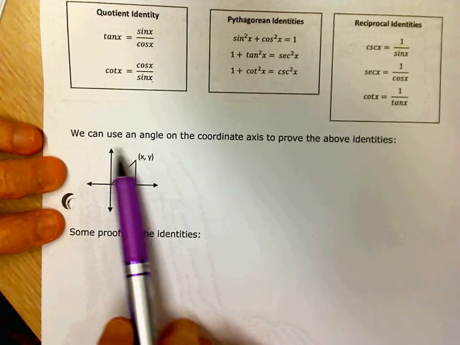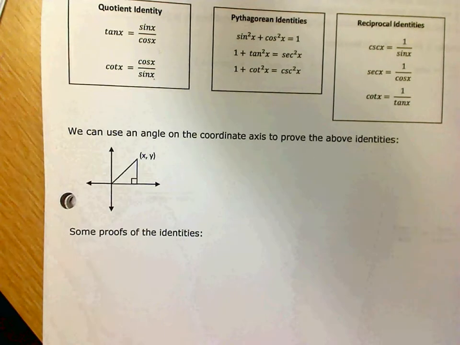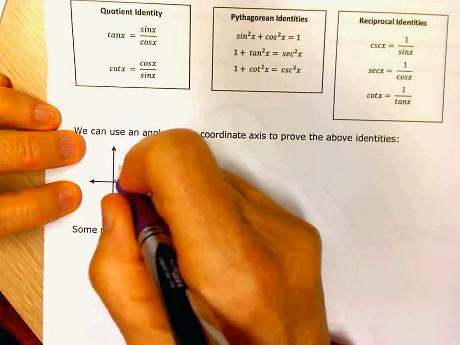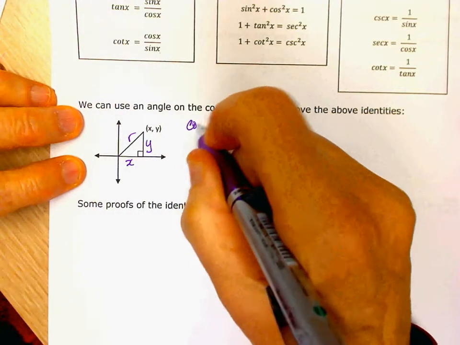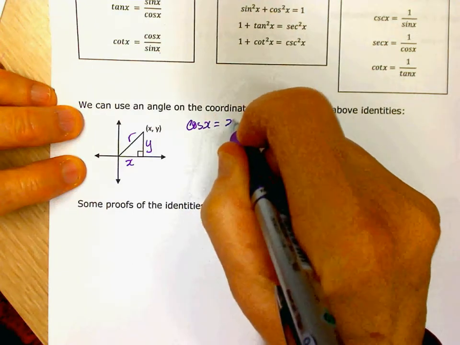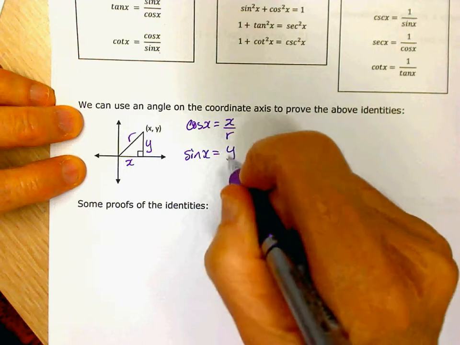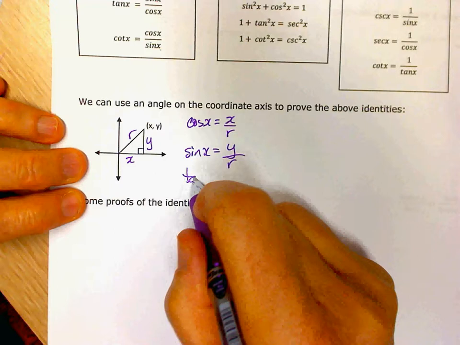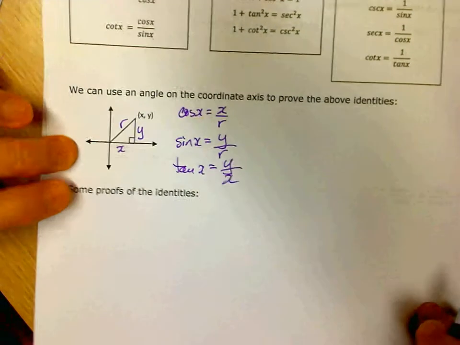So we can use an angle on the coordinate axes to prove the above identities, right? Do you recall, if this is y, this is r, this is x, cosine x equals x over r, sine x equals y over r, right, opposite over hypotenuse, and tan x equals y over x.